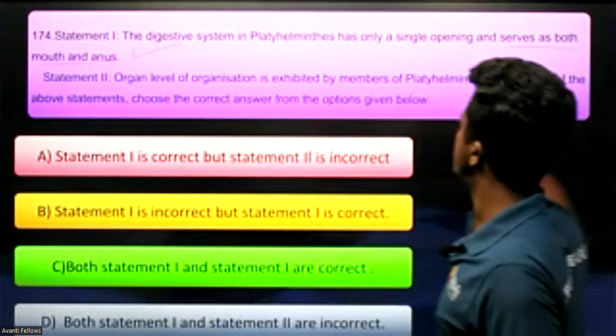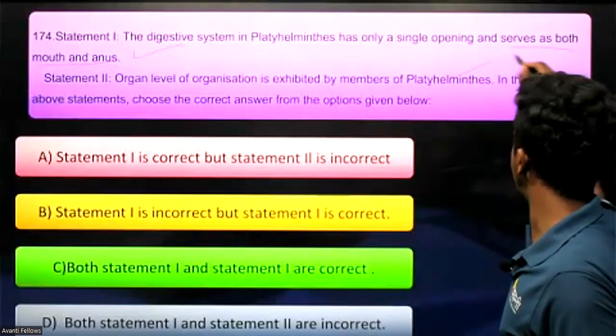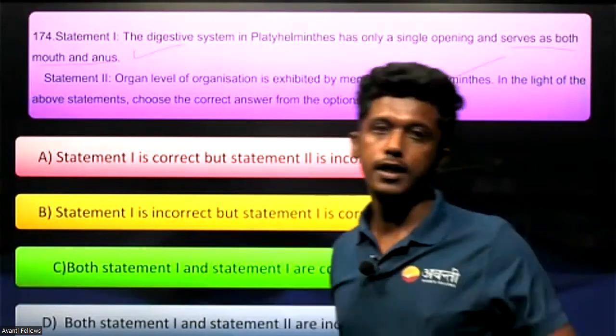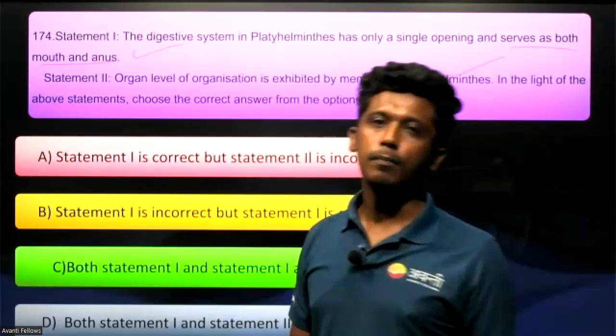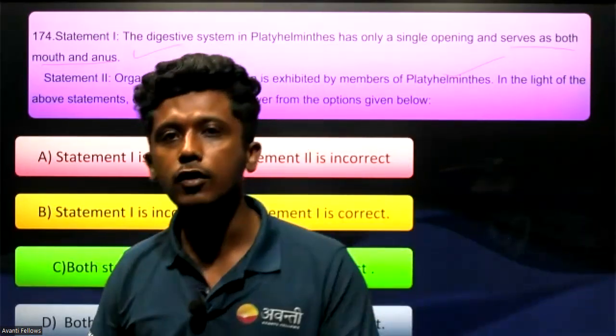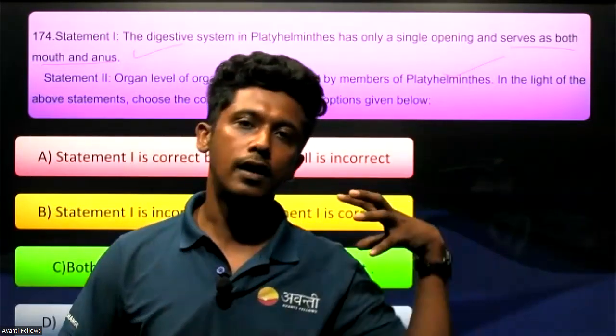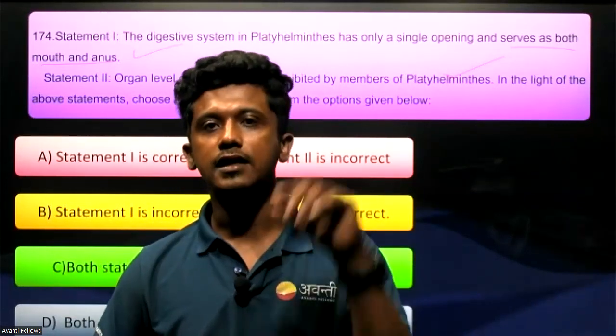Organ level of organization is exhibited by the member of platyhelminthes. True in the light of above statement. So see, when we look at the characteristics of platyhelminthes, it's so easy to remember because it's a parasite and it is also called as liver fluke. And we know that it has only one opening.